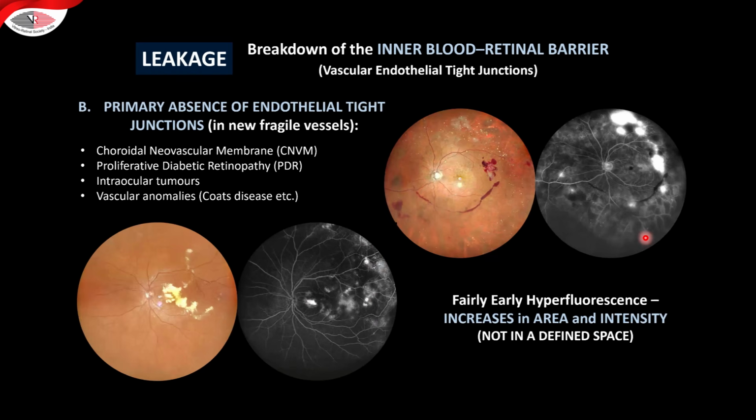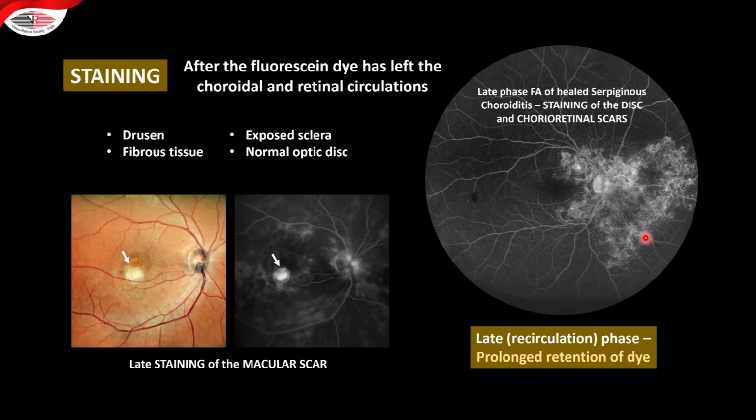Fairly early hyperfluorescence increases in area and intensity, but not in a defined space for cystoid macular edema classically. And then there comes a breakdown of the inner blood retinal barrier, which is primary absence of the endothelial tight junctions, which happens with CNVM, proliferative diabetic retinopathy, many tumors, vascular anomalies, Coats disease, etc. You see fairly early hyperfluorescence increases in area and intensity that you see in all the angiograms associated with that.